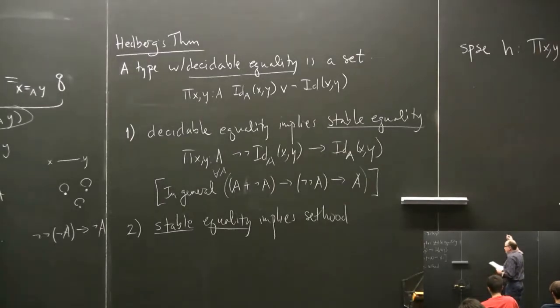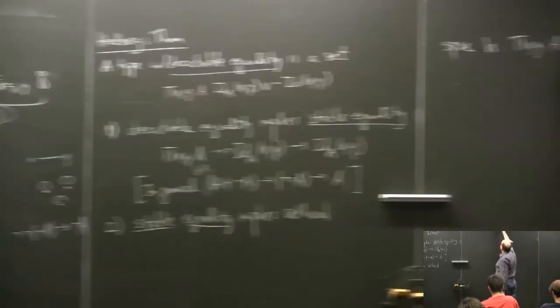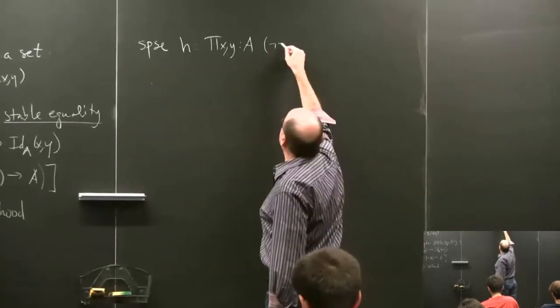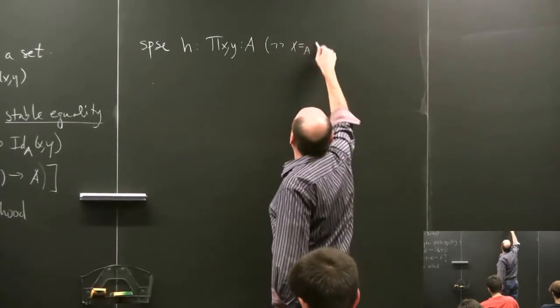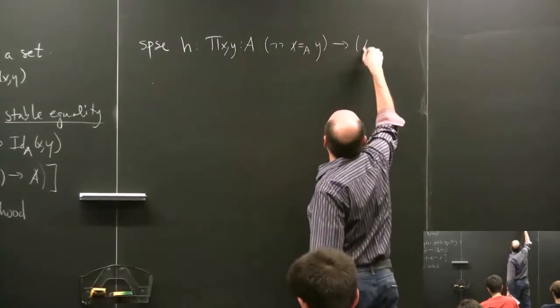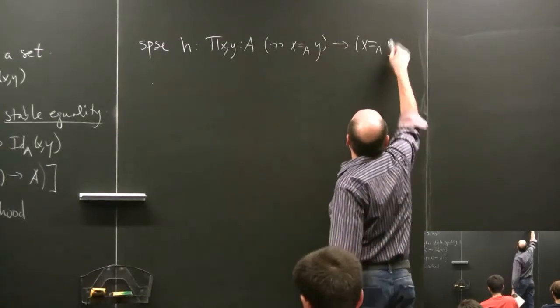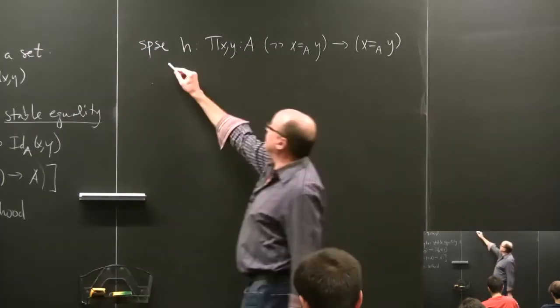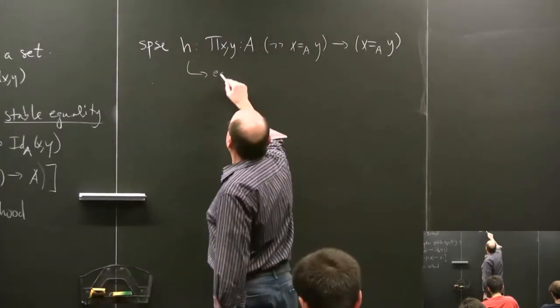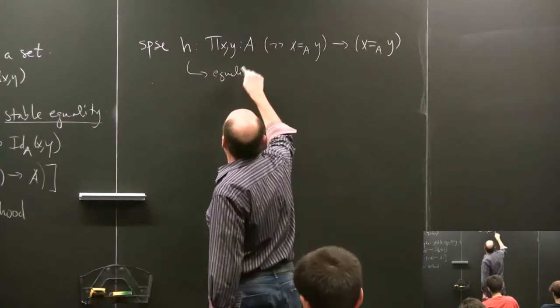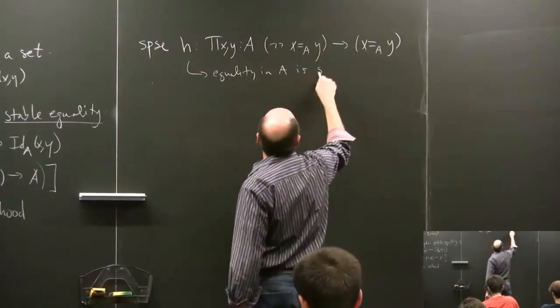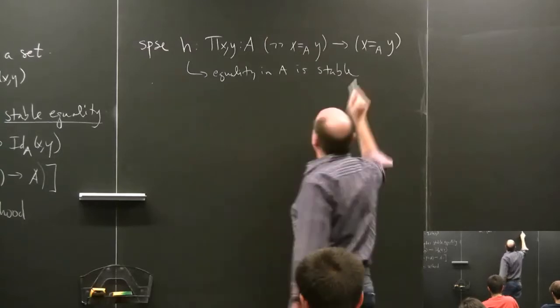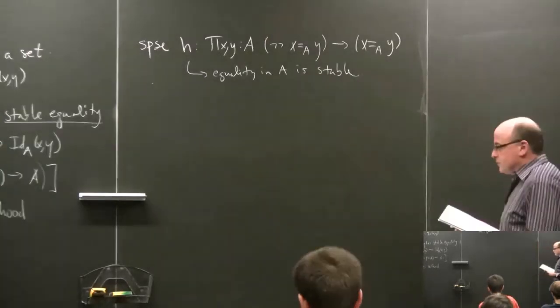Okay, X, Y, and A to the stability of the equality for that type. So this implies that. Okay, so that's the idea. So that is, assume equality is stable. Okay, so this states that equality in A is stable. That's what we're doing here. So the assumption says that.